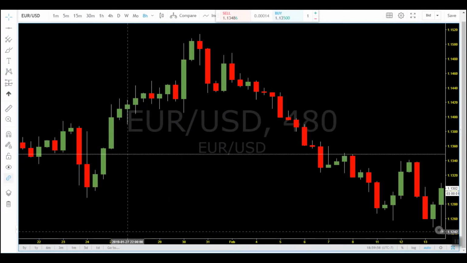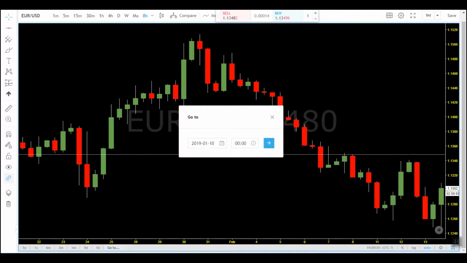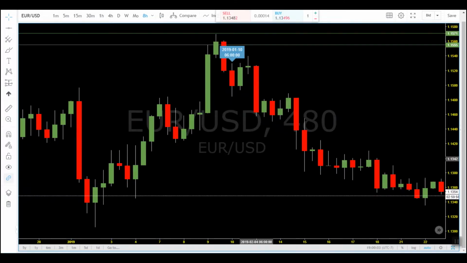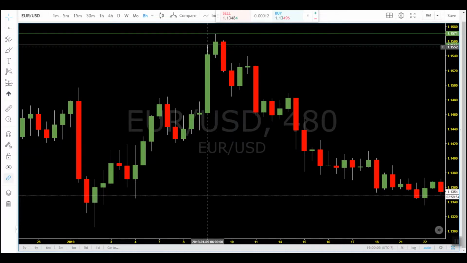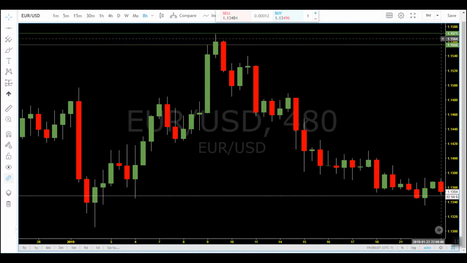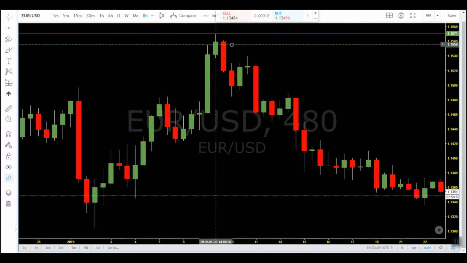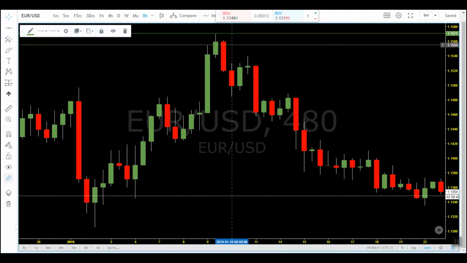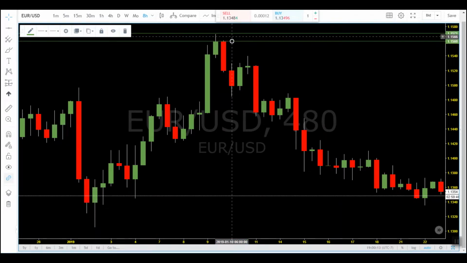Again, I can't see the candles that I'm working with, so I'm going to hit go to, and I'm going to target that area. And now we have a beautiful picture, and we have a beautiful range. And what I'm going to do now is refine it by raising this up here to about that point. And then I'm going to leave this alone.